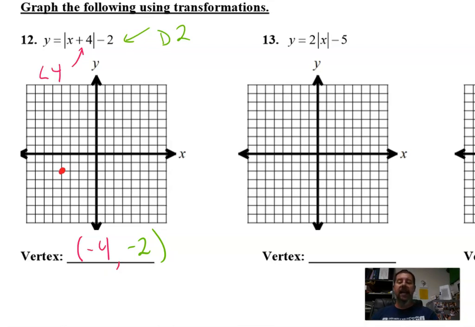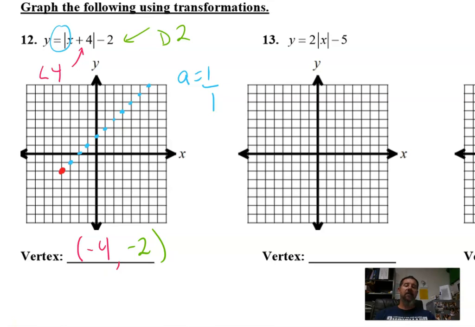Now, I'm going to look at the a value. In this case, because there is no number in front, when there's no number, I know that my a value has to be 1. And again, the a value is just the slope of the side of the V. So from this vertex point, I'm going to do my slope. I'm going to rise 1, and run 1. And that will give me one side of my V.